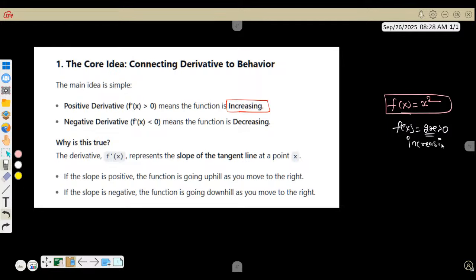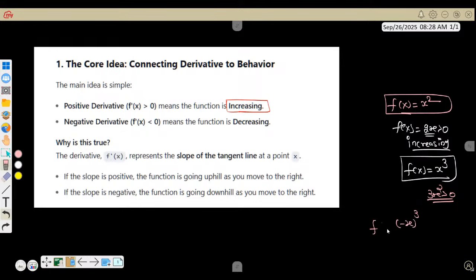Suppose I have another function, f of x is equal to x cube. Now tell me, is this increasing or decreasing? The derivative is 3x square, which is greater than 0. So this is an increasing function.